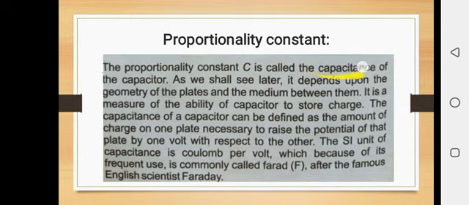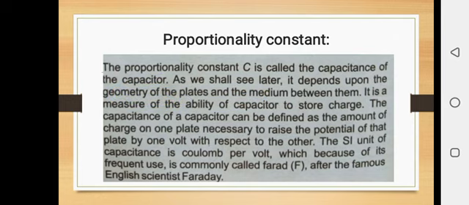This is called capacitance. I am telling you a very simple definition of capacitance. The capacity of a capacitor to store charge is known as its capacitance. Listen again. The capacity of a capacitor to store charge is known as its capacitance, or the ability of a capacitor to store charge is known as its capacitance. It is denoted by C. It depends upon the geometry of plates and the medium between them. Remember these two terms.